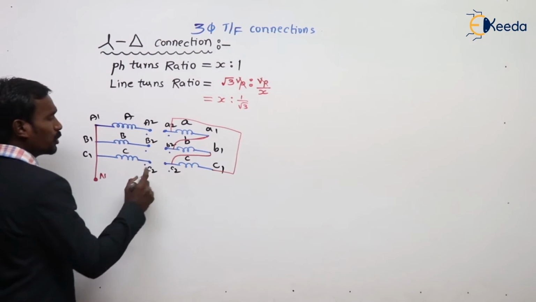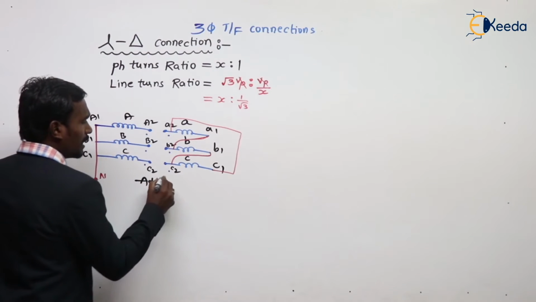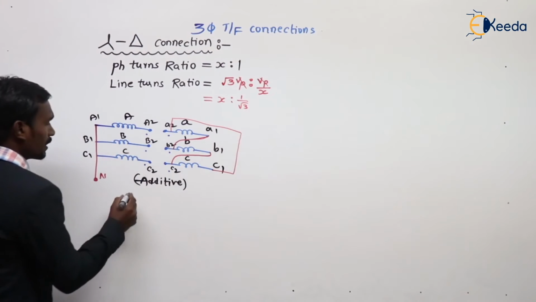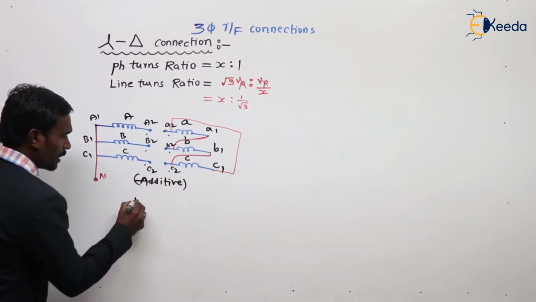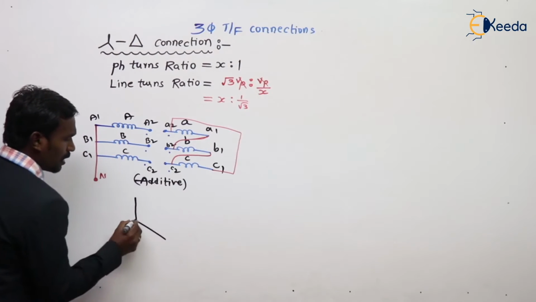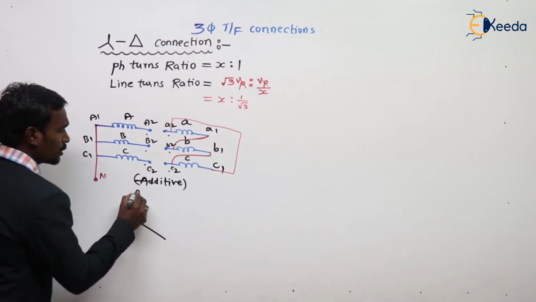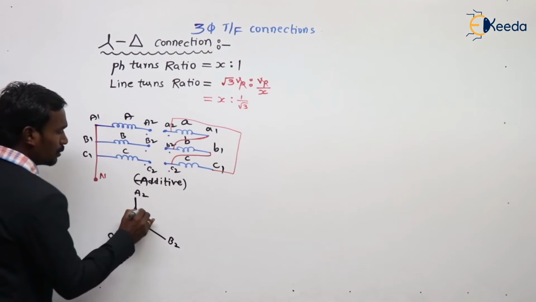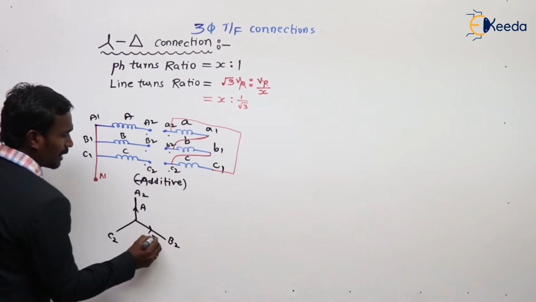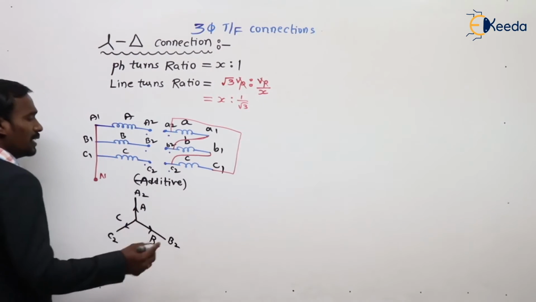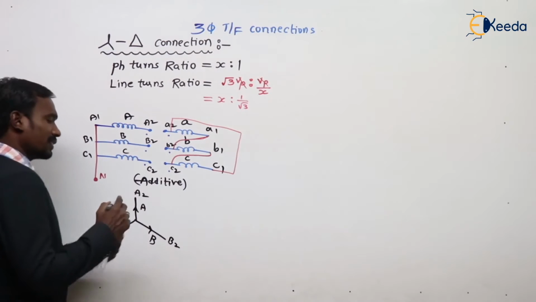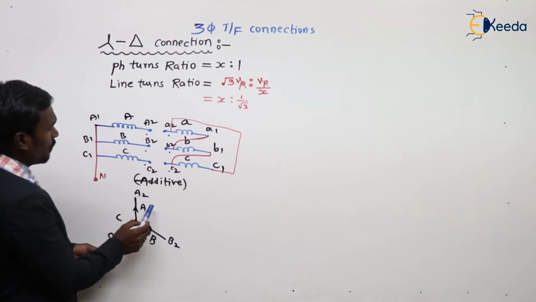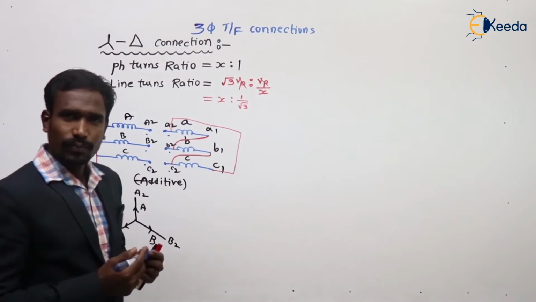This is an additive polarity, additive in nature. So how is the star drawn? Generally this is the neutral, and this is capital A2, capital B2 and capital C2. This is capital A, capital B and capital C, with the A, B, C phase sequence followed. This is generally the arbitrary star for this one.